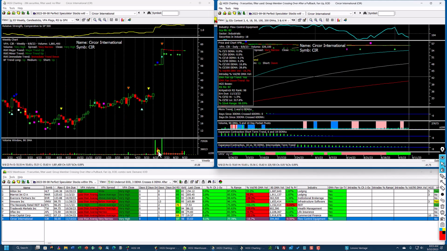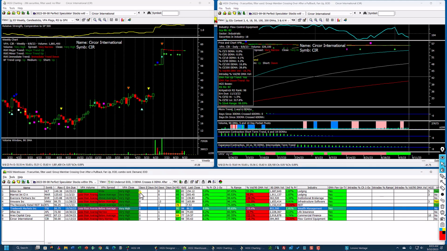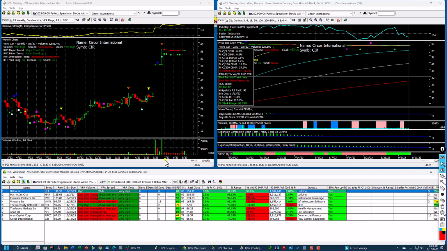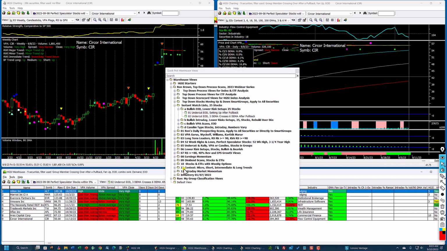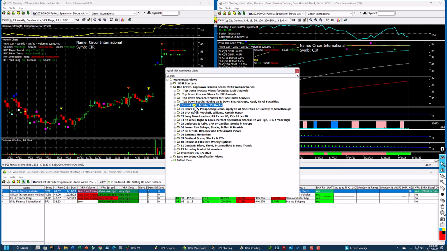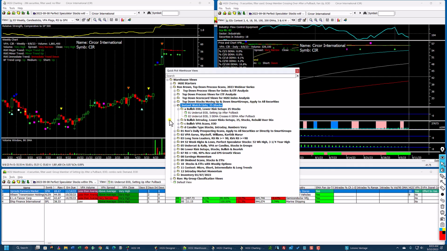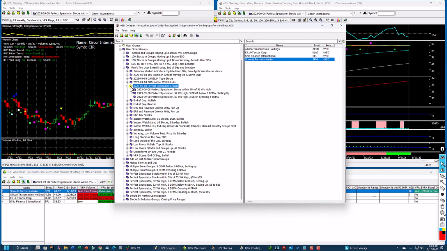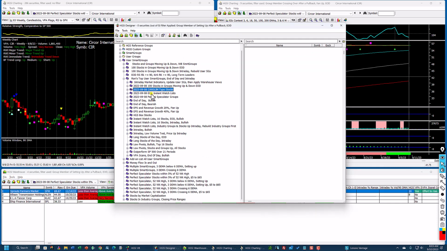And Circor International, this is a flow control. This is a buyout when you see this. Just not out of the database yet. So anyway, that's a quick way to assess the markets, and just look for some stocks that are automatically updated every day in this folder right here. Instant watch list, 25 stocks, and then you can apply these stocks to any subgroup. And I like to use the CanSlim, Perfect Speculator, because strong stocks.